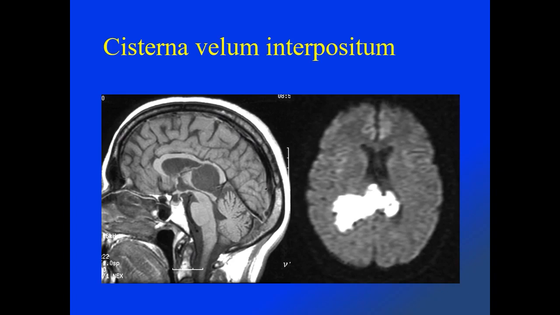Sagittal T1 weighted image demonstrates a large mass in the region of the cistern of the velum interpositum, causing anterior displacement of the region of the pineal gland and the posterior commissure, along with a mass effect on the quadrigeminal plate and compression of the cerebral aqueduct. Diffusion-weighted image demonstrates a large, slightly irregularly shaped lobulated mass corresponding to the mass on the T1 weighted image with prominent diffusion hyperintensity, which is a hallmark of an epidermoid tumor.